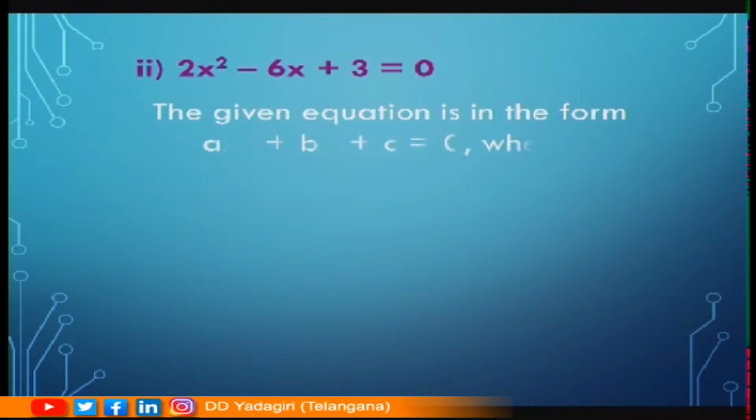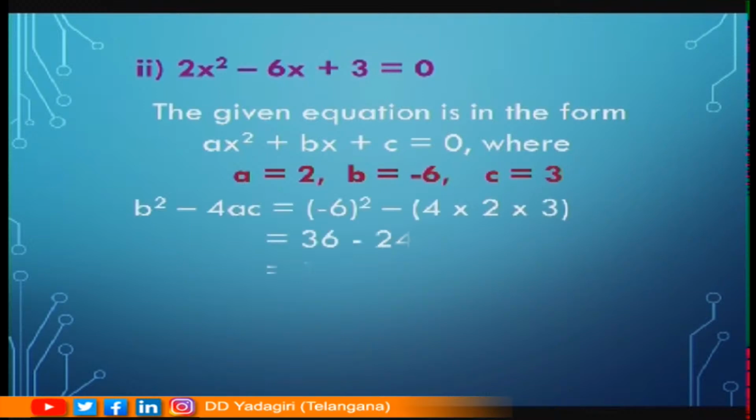The given equation is in the form ax square plus bx plus c is equal to 0, where a is equal to 2, b is equal to minus 6 and c is equal to 3. Substituting these values in b square minus 4ac, what do we get, children? We get minus 6 whole square minus 4 into 2 into 3. Our minus 6 whole square is b square value and 4ac is 4 into 2 into 3.